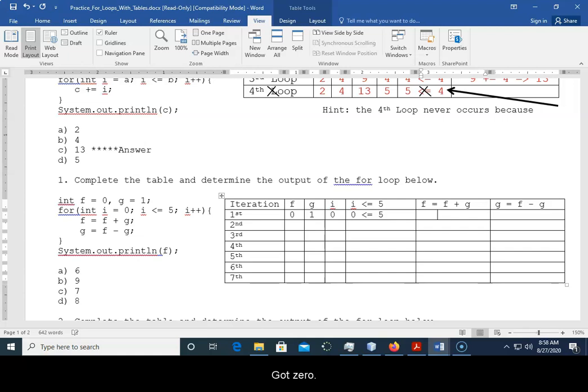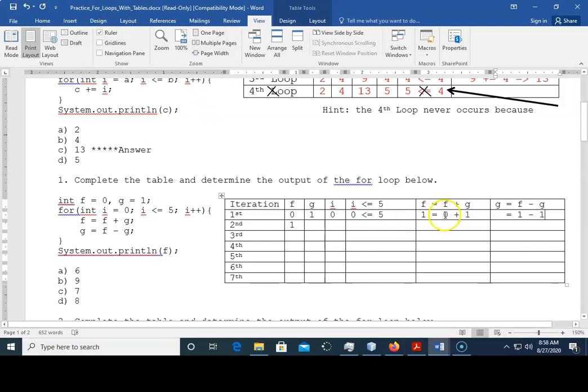I've got 0 plus 1, and that is equal to, what is that equal to? 1 right there, okay? So f is now 1, so I go here and change f to 1. Then up here I've got, what? F is 1, right? So I got 1 minus g, which is 1.